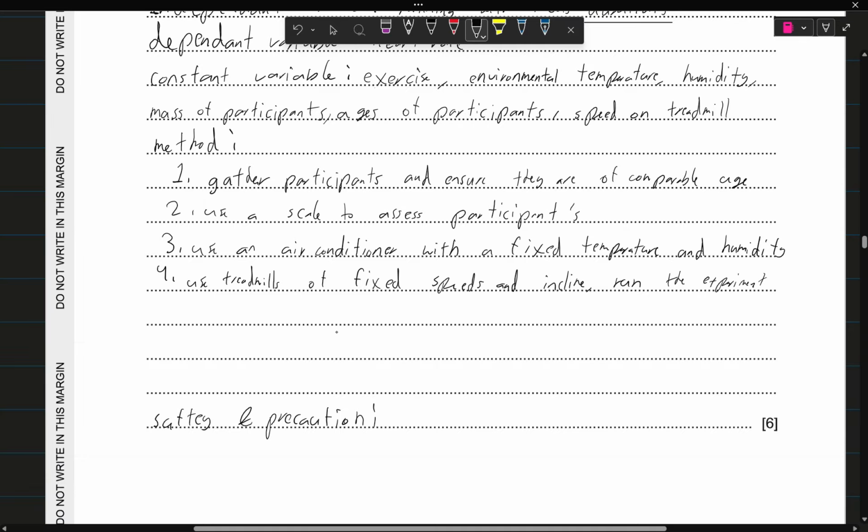Or you don't really need to say 10 minutes, but you need to say that you should do it for a variable time period. So run the experiment for a time period. And this is where you should mention how you assess the time period, using a stopwatch, of course. So for a time period, and then you record using a stopwatch. So record time using stopwatch.